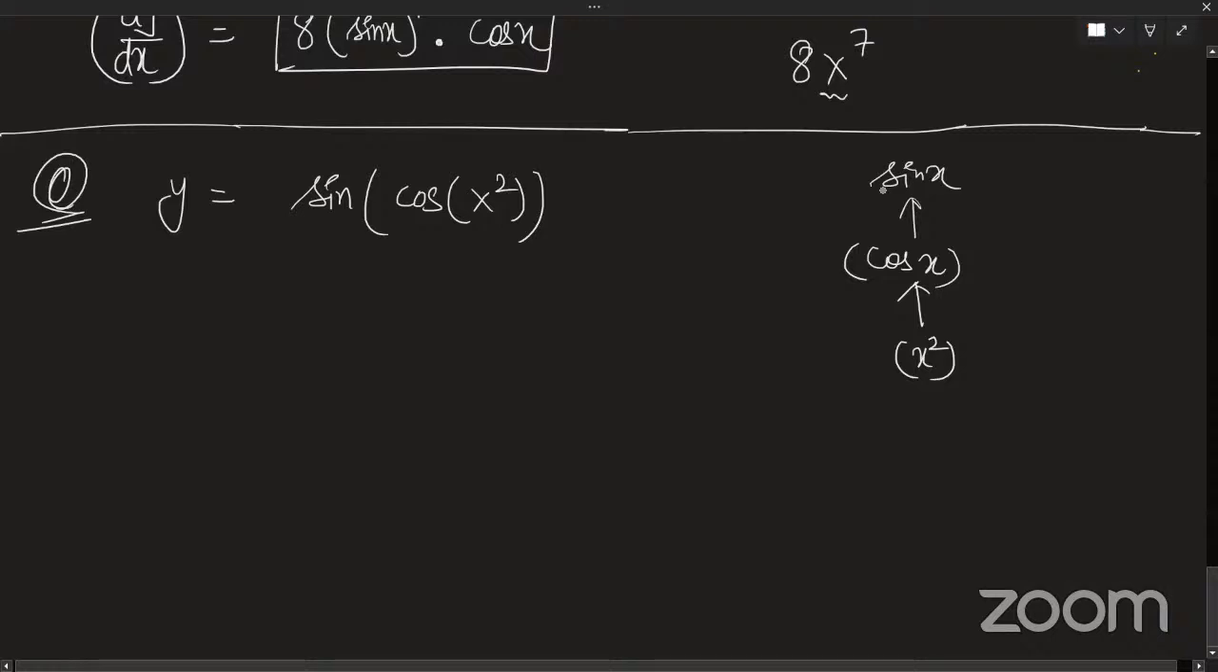It's a three-level problem. You see this, how it is happening? See, first I put x squared in x. I put x squared in cos x. Then I put this whole function in sin x. Okay? Yes, sir. This is correct, right? Any issue in this part? No, sir.